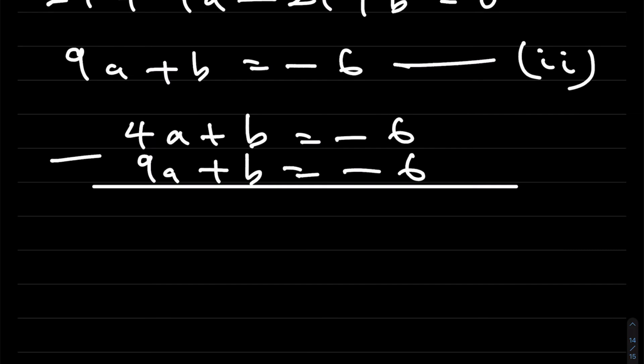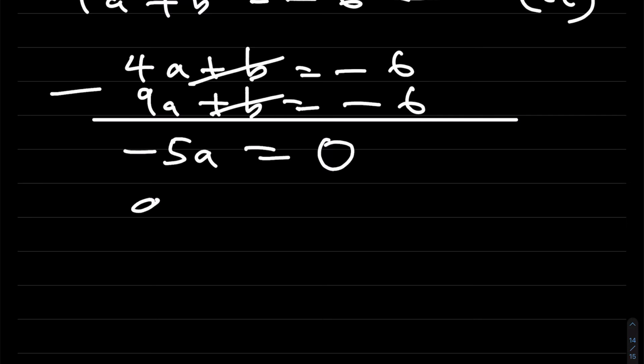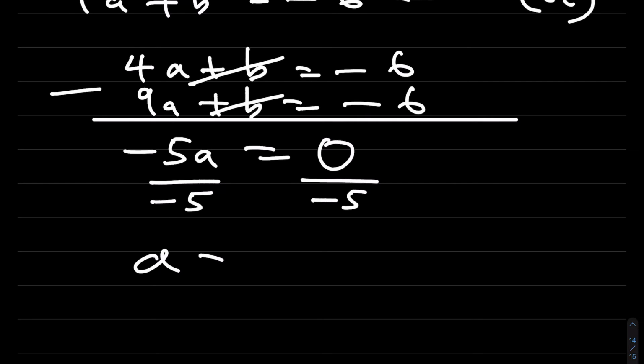4a minus 9a is minus 5a, b minus b is 0, equals minus 6 minus minus 6. That's minus 6 plus 6, which is 0. And that simply means a equals 0, when you divide both sides by minus 5. 0 over minus 5 is 0.